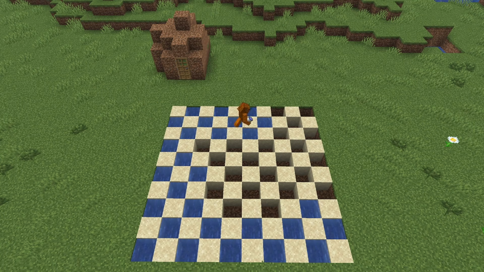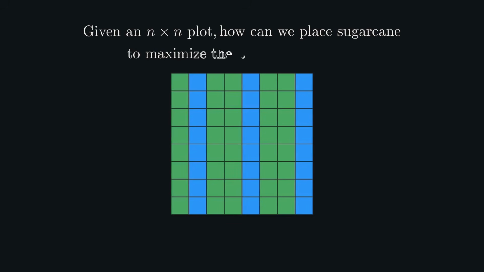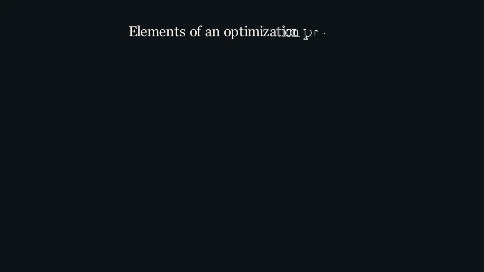Of all these options, how can we find the best one? Let's first rephrase our objective a bit more formally. Given an n by n plot, how can we place sugarcane to maximize the amount produced? Turns out, problems like this can be modeled and solved using a field of math called optimization. When formulating an optimization problem, there are 3 main features.